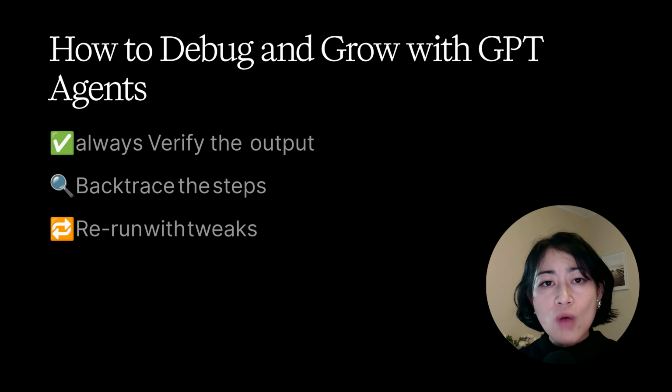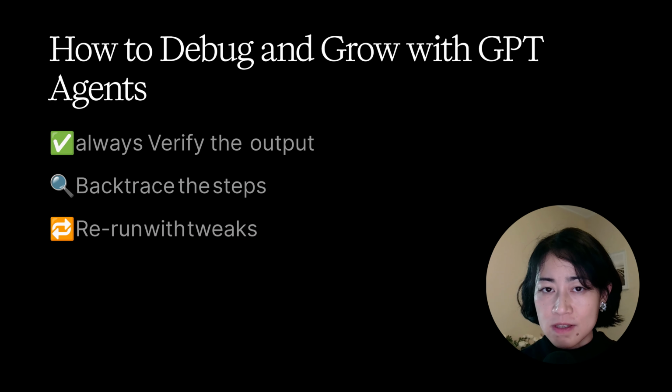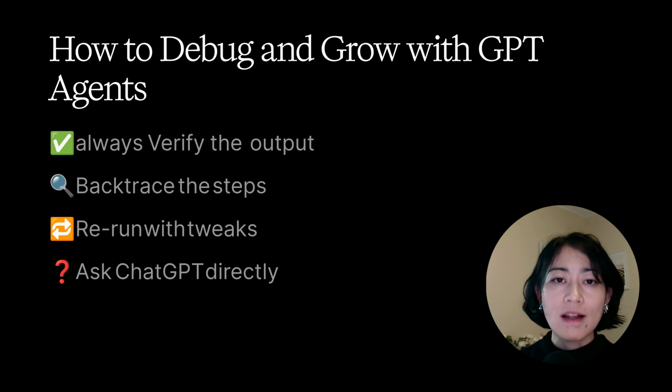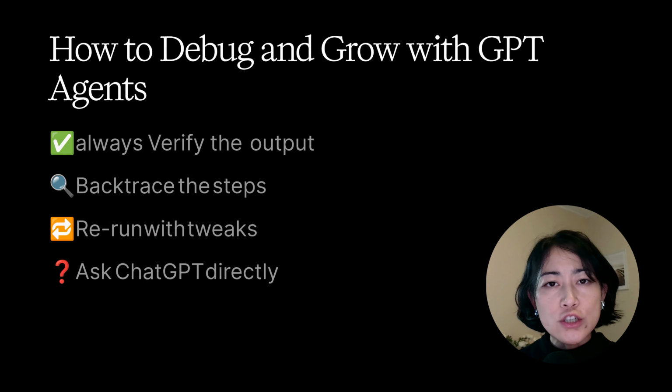Third, rerun with tweaks. Sometimes small changes make a big difference. Adjust your prompt slightly and see how the output shifts. It helps you understand how the agent interpreted your request. Fourth, ask ChatGPT directly. Literally ask, why did you do that step? And how would you fix this? The explanation often reveals hidden logic and misunderstandings.